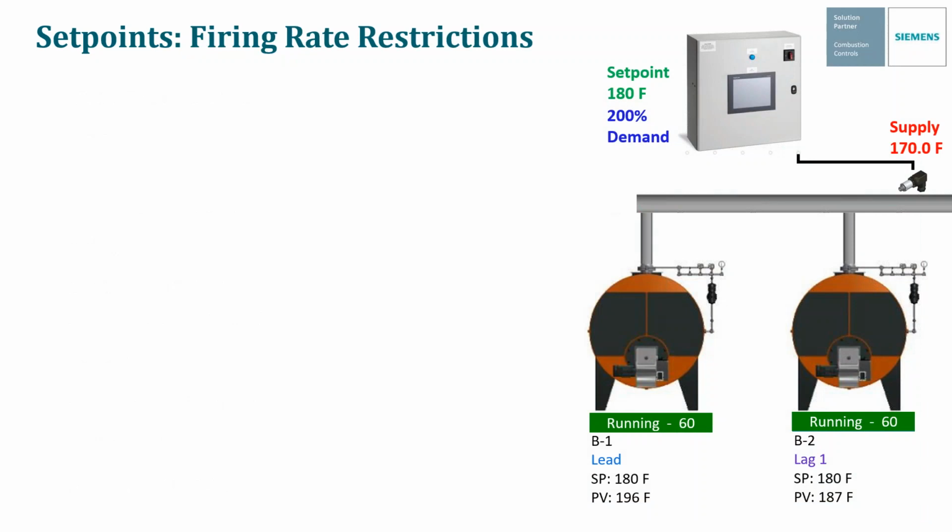Now this is a hot water system, so our set point is at 180 degrees Fahrenheit. We've got a master panel connected to our loop supply temperature sensor, and our supply temperature is 170 degrees Fahrenheit. And so the master panel is actually calling for 200% demand. So it wants both these boilers to be running at 100% firing rate in order to meet this demand. Firing rate restrictions, and we're going to talk about a couple of them here, are in place in order to prevent the boiler from reaching its operating limit.